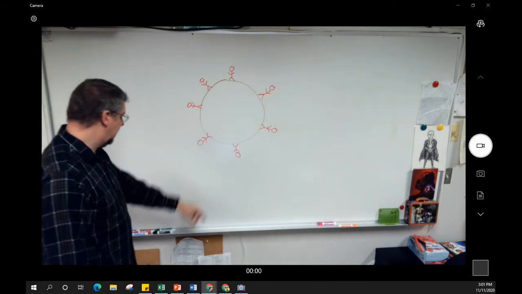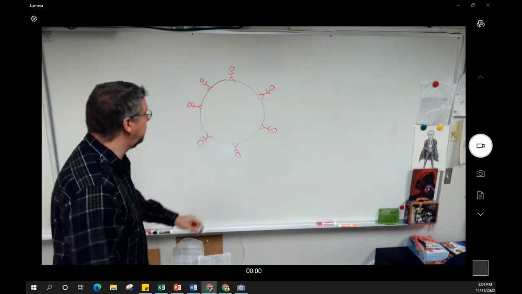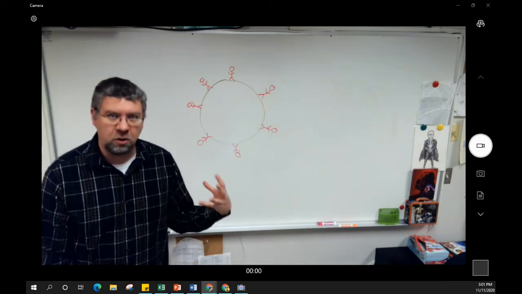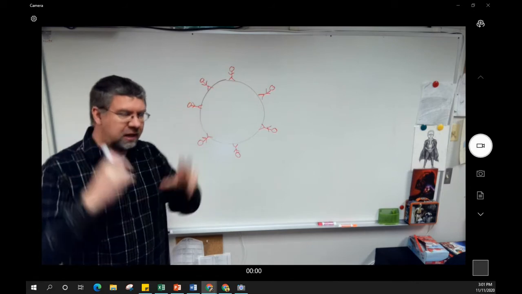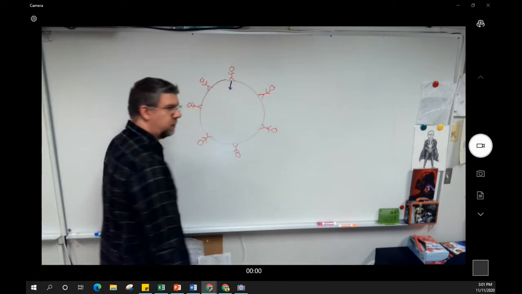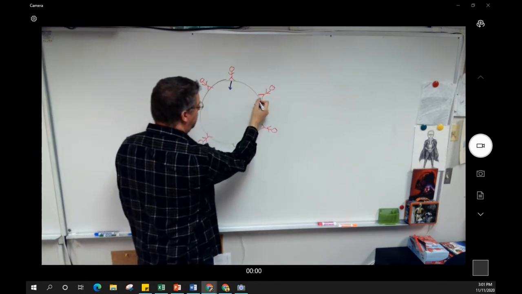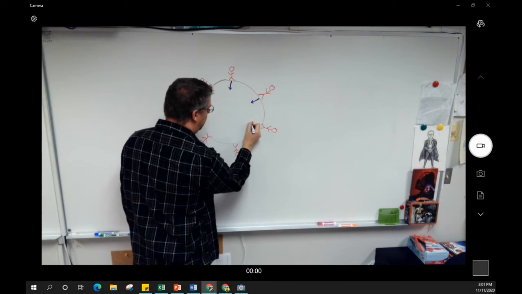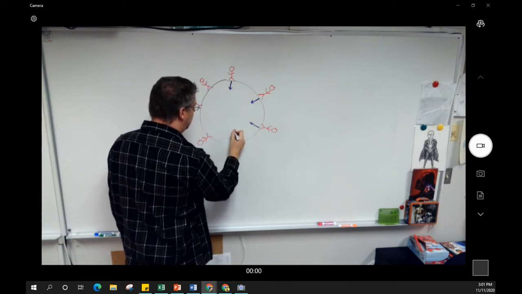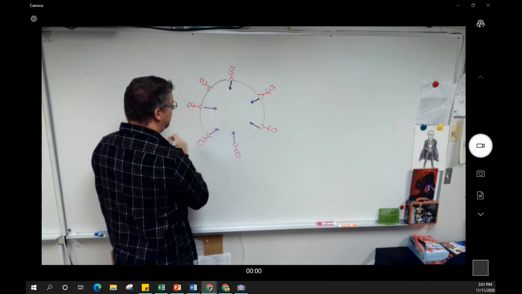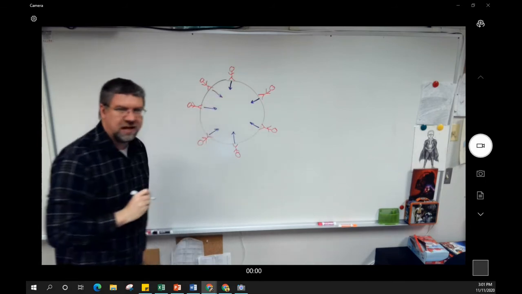Now, every single one of these people feels this thing that they call gravity pulling them down. So for this person, down is this direction. For this person, down is this direction. For this person, down is this direction. For this person, down is this way. That person's down is that way. That person's down is that way. And that person's down is that way.